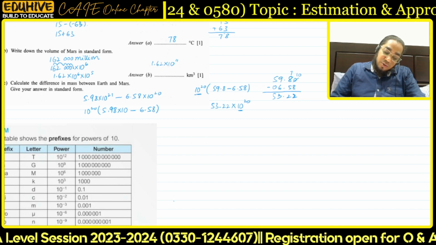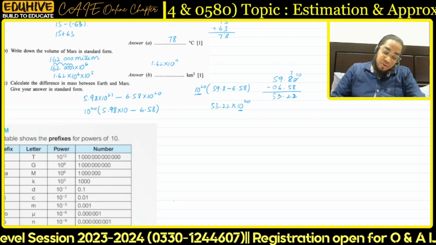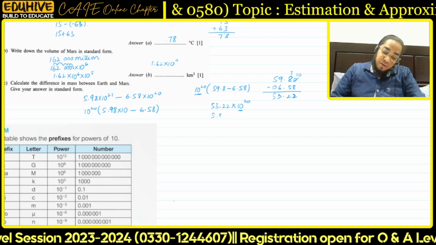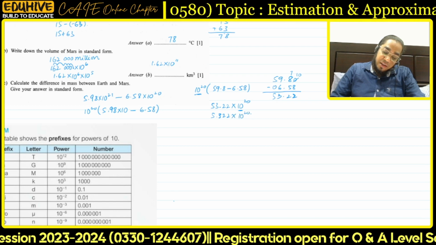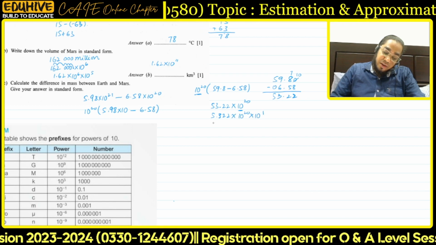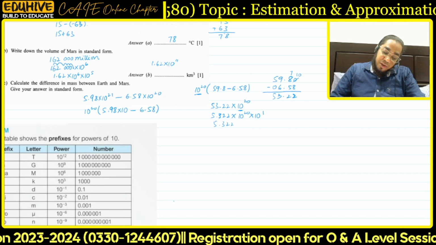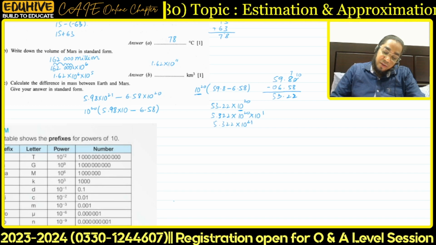It is not in standard form, so I'm going to convert it into standard form. I write 5.322 into 10 raised to the power 20, and furthermore 10 raised to the power 1. So it means 5.322 into 10 raised to the power 21.